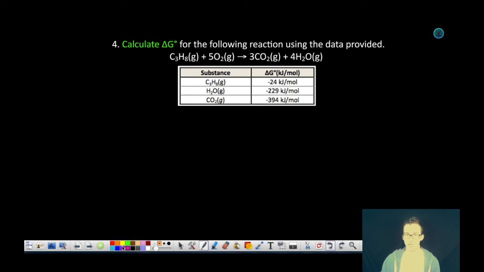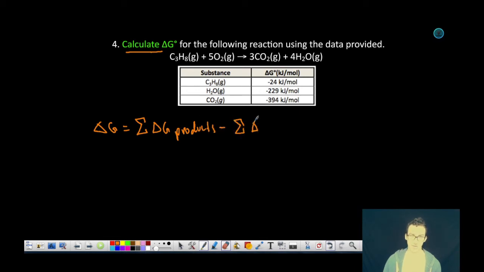All right, as you look at number 4, there's another type of thermodynamics problem that you're going to have to solve here. This time we're asked to calculate delta G for the following reaction using the data provided. The Gibbs free energy change can be calculated by summing together the Gibbs free energy changes for your products and subtracting from that the sum of the Gibbs free energy changes of your reactants. So this, again, is just a matter of plugging and chugging.